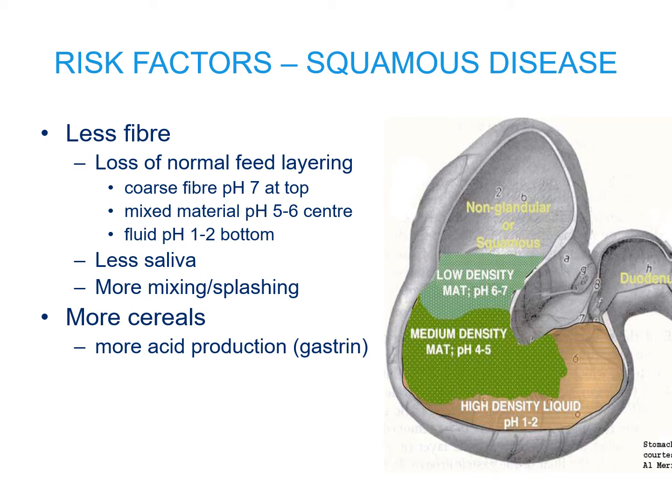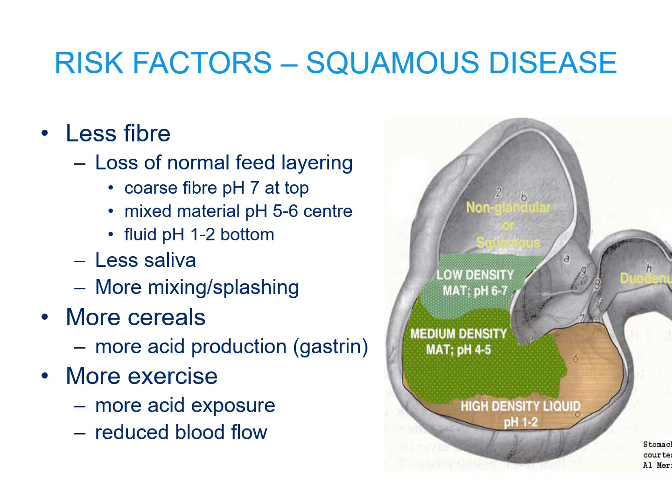If we feed cereals, that causes more acid production because cereals stimulate the production of gastrin, which stimulates hydrochloric acid production. And if horses are exercising more, we get more exposure of acid to the top portion of the stomach, and we potentially get a reduction in blood flow, which can also cause damage.